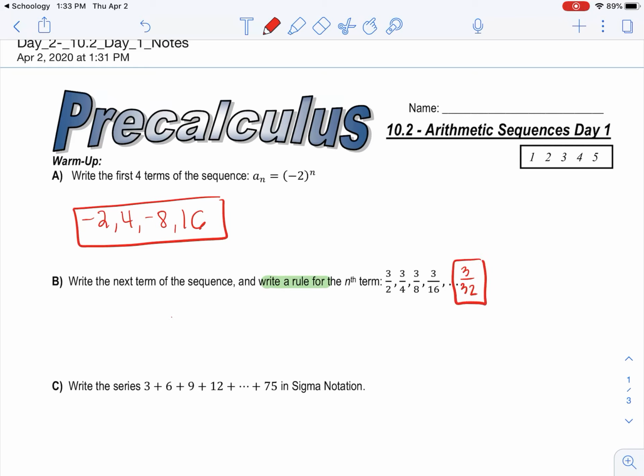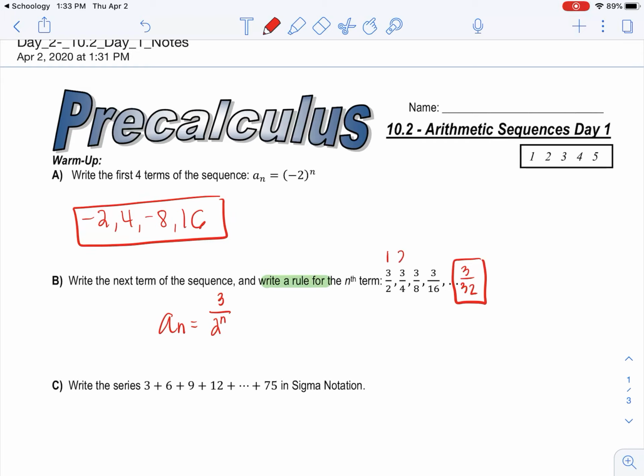All right, so now I want to write a rule. All of our rules should start with a sub n equals, and then you say what pattern it's following. Numerator is 3, and then denominator, it's multiplying by 2 each time. So I'm going to say 2 to the nth power. Remember, if it's a multiplier, then you're going to use an exponential function with the base of that multiplier. Now we also have to check that when we plug in 1, we get this term. When we plug in 2, we get this term, and so on and so forth.